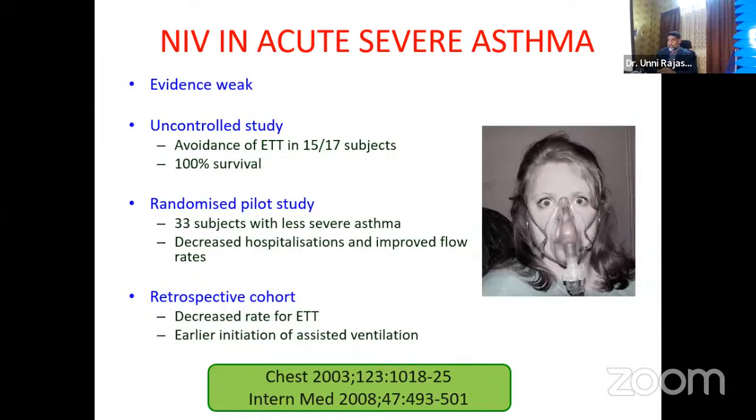So NIV, non-invasive ventilation, has a role to play for a short duration. Maybe you have to try for a short duration, but if you get results, you can continue that. If you're not getting results, you may have to look for invasive ventilation. The prospective studies have looked at NIV in severe asthma. They found decreased risk of endotracheal intubations and early initiation of assisted ventilation.